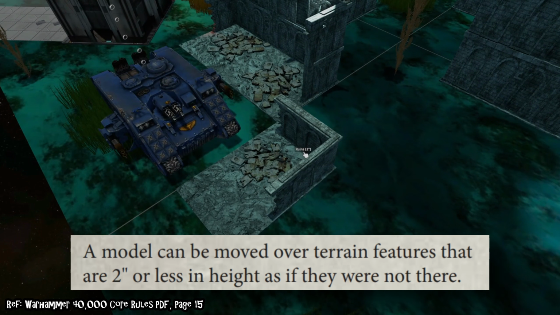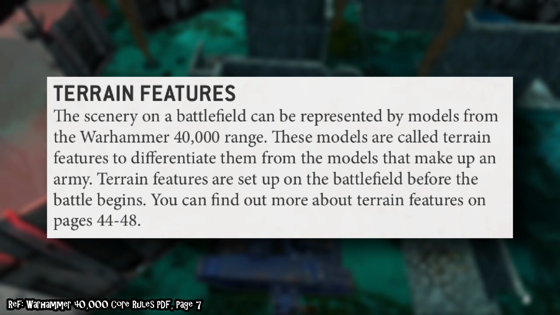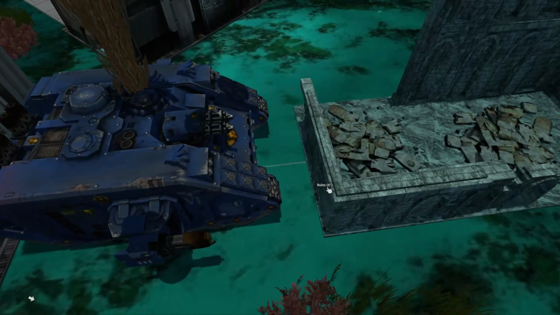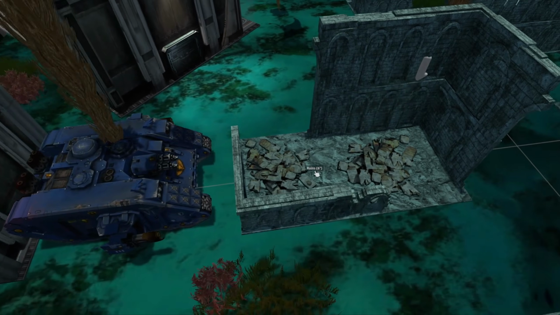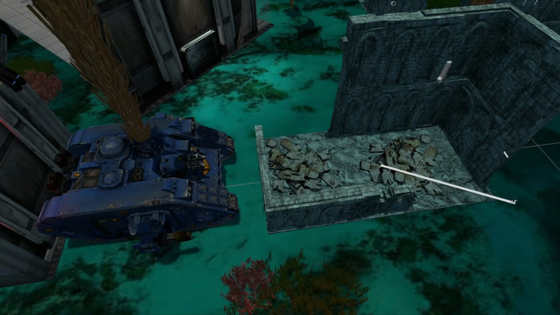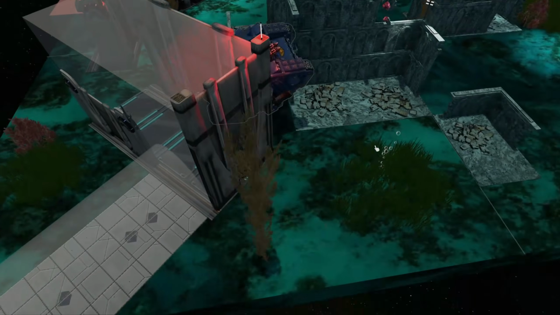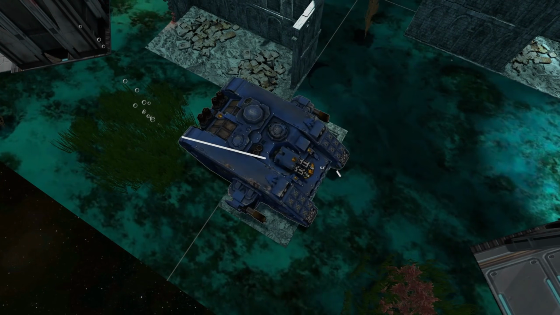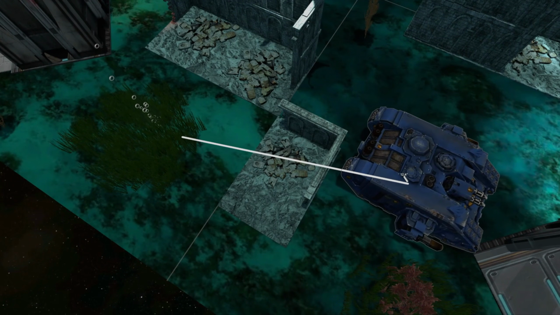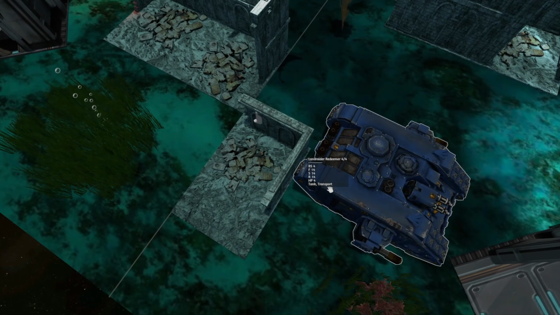Now that said, models can move over terrain features that are 2 inches or less in height. Now this is a little bit confusing because a terrain feature describes the entire miniature being used to represent this terrain. So in instances like this building, where we have a shallow wall that is attached to a larger 6-inch ruin, this would actually be a 6-inch tall terrain feature. So a model could not move freely through this ruin. However, they can move through this one because this is no greater than 2 inches at any point, meaning that as long as they can clear the vertical elements of that terrain feature, they are good to go with that movement.